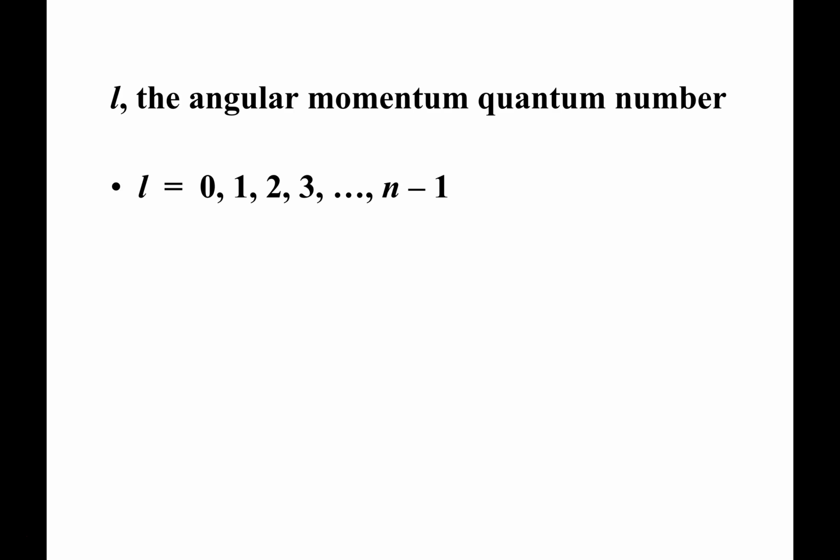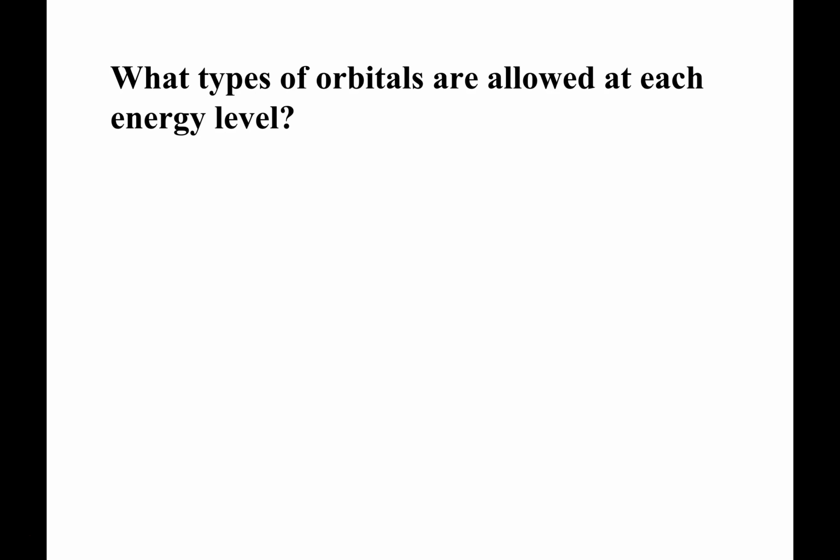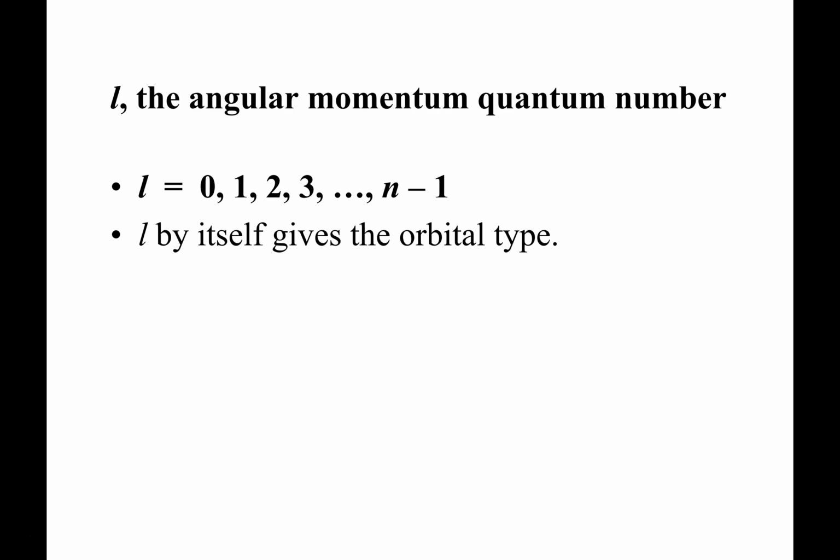The L value, I already told you, that's the SPD and F thing. So like I said, you're going to need to translate. 0 is S, 1 is P, then we have D, and then we have F. Now there are actually higher subshell types, but we don't have to worry about them as we find homes for electrons in their ground state.